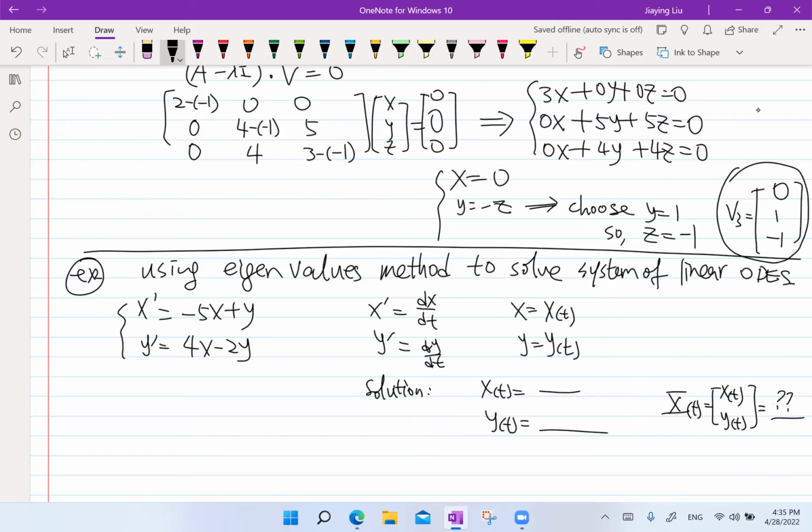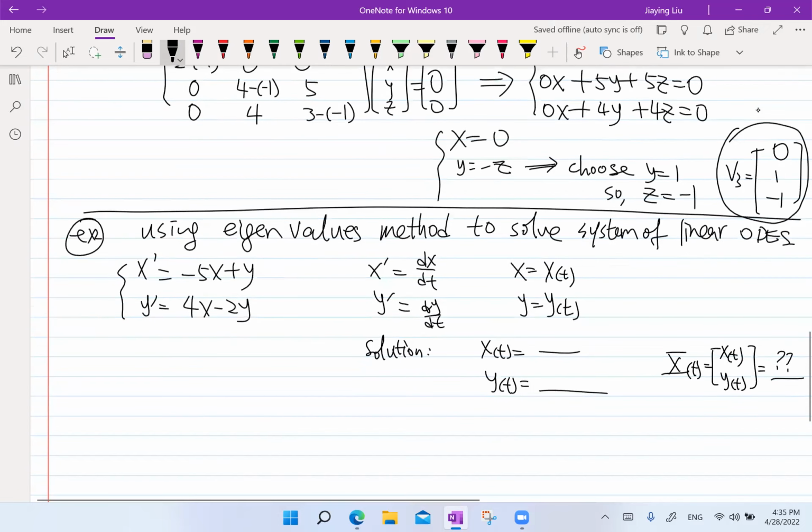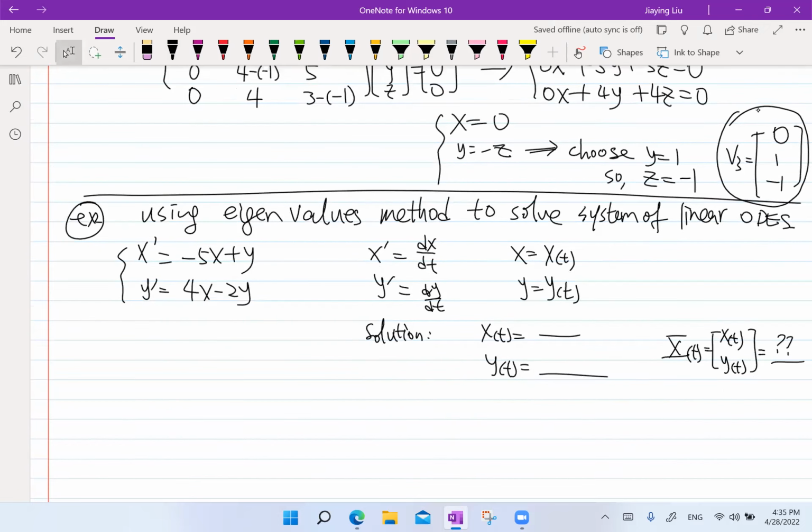Right, so that's what we want to find. But to solve that, we can use the eigenvalue method, which first step we have to do is we have to convert this to a matrix equation. So that's a kind of the preparation work we have to do.